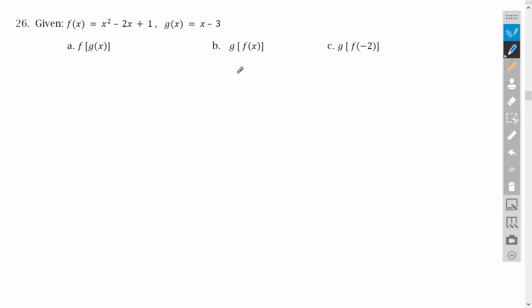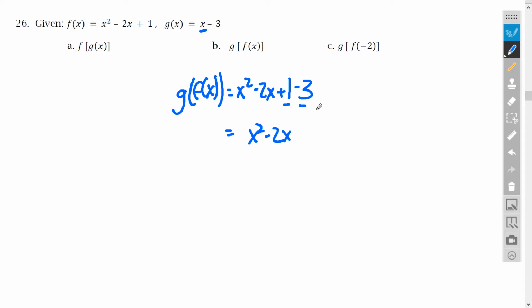Now for letter B, we want to do g of f of x, so that's the f function going into the g function. So anywhere we see x, we will replace it with x squared minus 2x plus 1. So g of f of x is x squared minus 2x plus 1 because of this x, and then minus 3. And then we just combine the like terms, which is just the 1 and the negative 3, so that's negative 2. And this is our composition function.